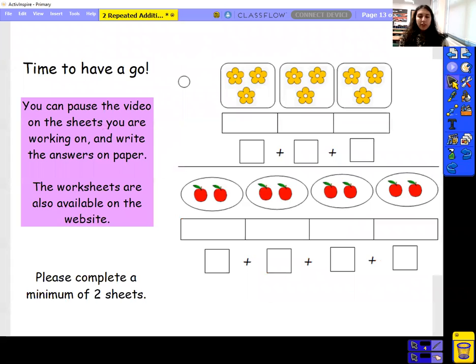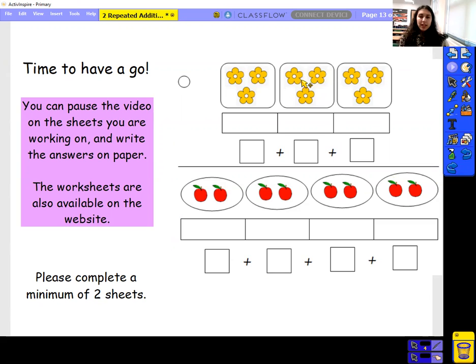Fabulous. So now it's time for you to have a go by yourself. You can either pause the video on the slides that show the questions that you're doing, or if you go to the Byron Wood School website and the home learning section, you can find these sheets as a Word document to download as well. So I'll go through each of the sheets just to explain what you need to do. And then I'd like you to complete a minimum of 2 sheets, please. And I'd like you to think very carefully about where you would like to start so that it is challenging enough for you. So this is the circle sheet.